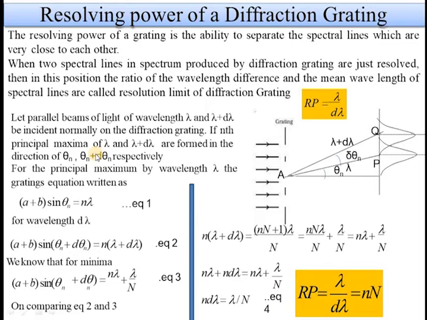For the principal maximum, we generally know the expression: a plus b sin theta is equal to n lambda for the wavelength lambda. If the wavelength is changed a bit by d lambda, and there is a change in diffraction angle by d theta, what does the equation become? a plus b, instead of theta n, for the nth principal maxima you get theta plus d theta n, and instead of lambda, it will be lambda plus d lambda. Equation 1 gets modified to equation 2.